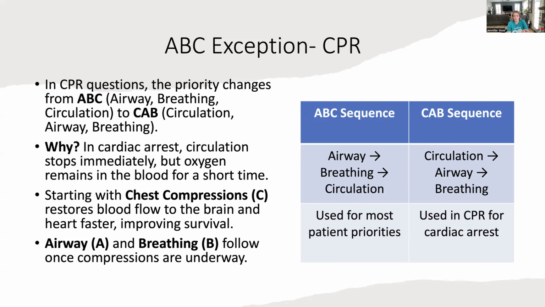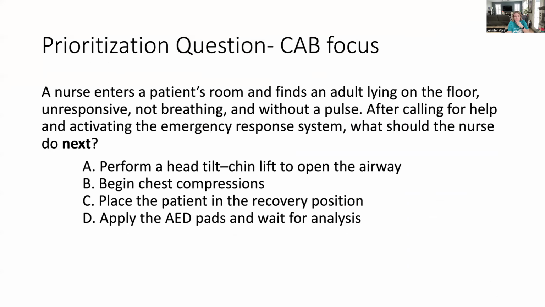We want to start with chest compressions because we want that oxygenated blood that's still hanging out in there to perfuse those tissues. So we want to make sure that we have as good as we can of circulation still going to the brain. It's still going to the heart because that is what's going to save their life, right? So once we have good effective compressions, then the next thing we're going to do is worry about that airway, and then we're going to do rescue breathing for our patient, right? So here's an example where we have the circulation, airway, breathing focus.